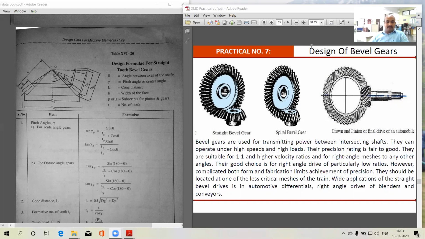However, they create noise at high speed. Whenever there is a high speed application, the straight bevel gear produces noise. It is one of the disadvantages of straight bevel gear. On the other hand, spiral gears are difficult to design and costly to manufacture. Spiral bevel gears have smooth teeth engagement, which results in quiet operation even at high speed.